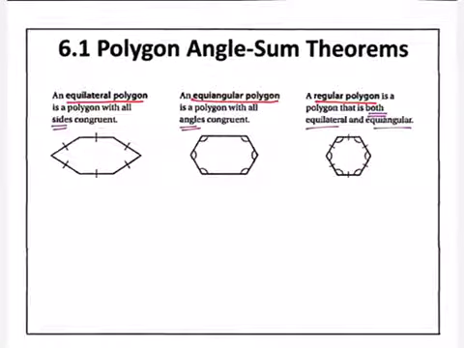An equilateral polygon is a polygon where all of the sides are congruent. An equiangular polygon is a polygon where the angles are congruent. And then a regular polygon contains both properties of equilateral and equiangular, meaning that both its angles inside and all of its sides are the same. So all the sides would be the same, and then all of the interior angles would also be the same.